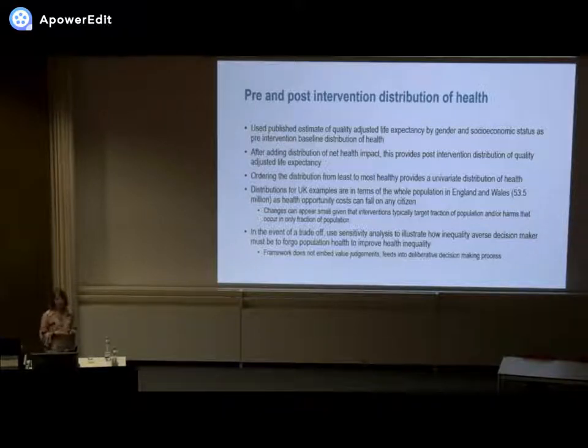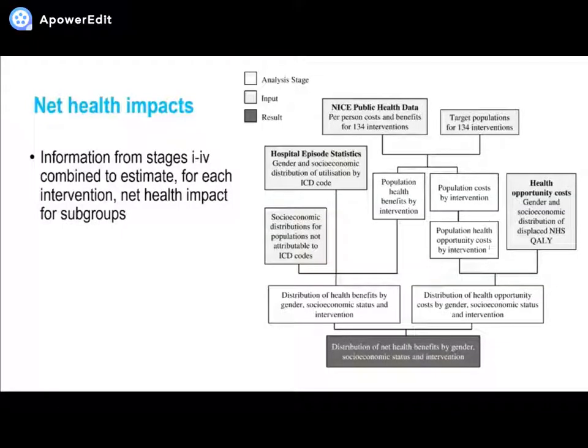And then when we were in those trade-off quadrants, so if we saw something that improved health and reduced inequality, or something that improves health and increased inequality, or that reduced net health and improved health inequality, we explored how inequality averse you would have to be in order to prefer one intervention over the other. So we weren't intending to embed any particular value judgments in the process. So this is just a kind of a map of the sources of data and how we combine that information to get the distribution of health benefits.